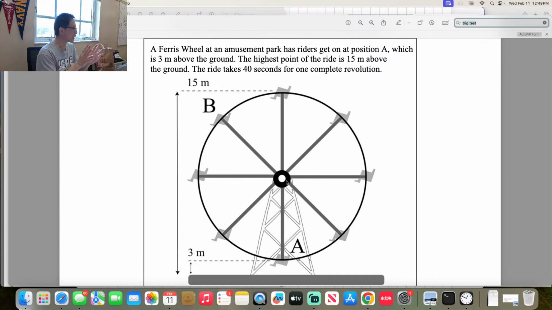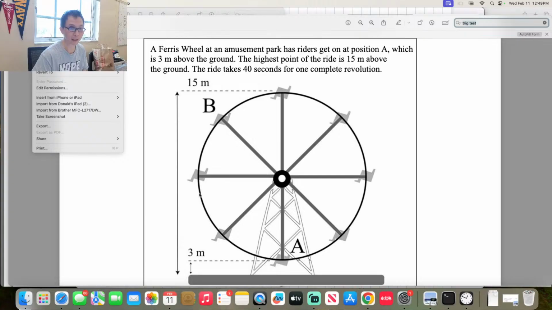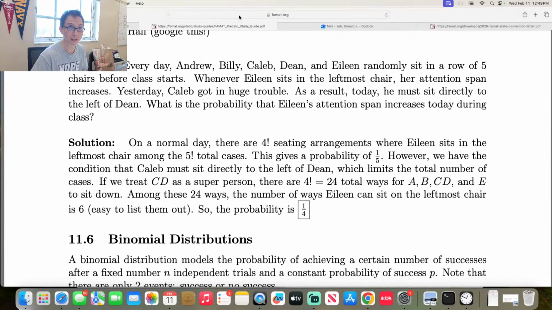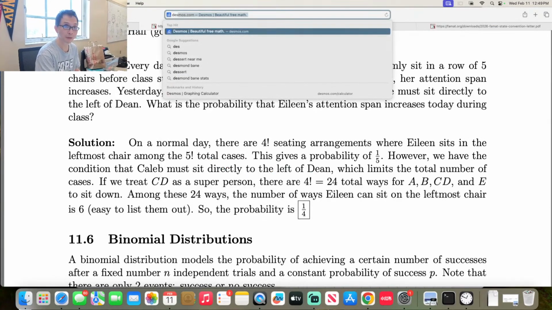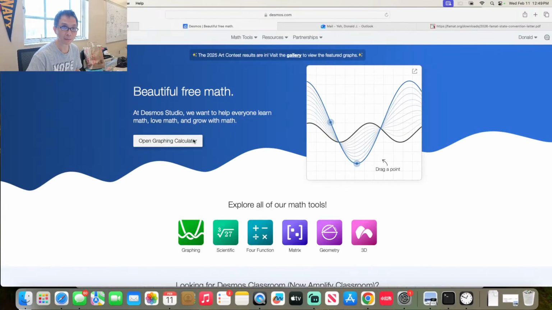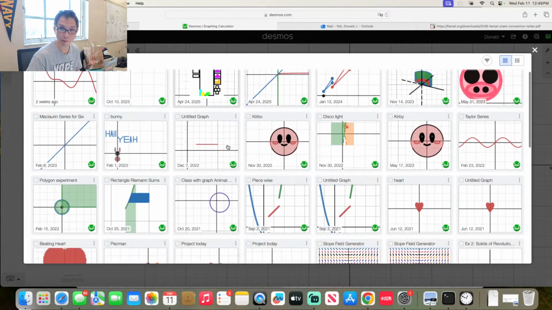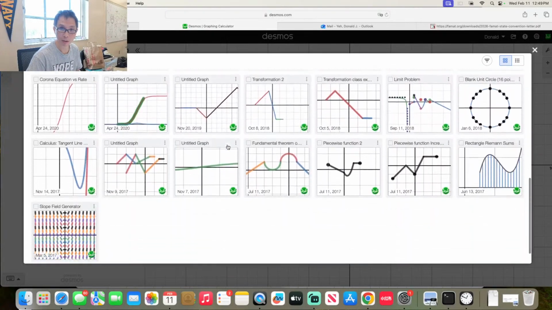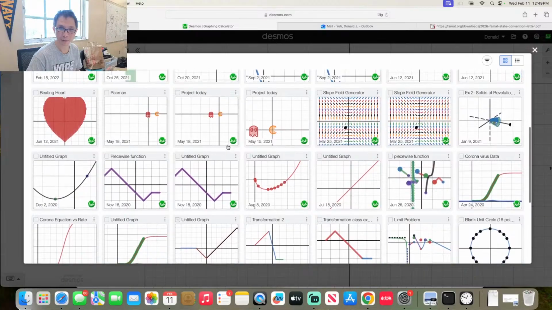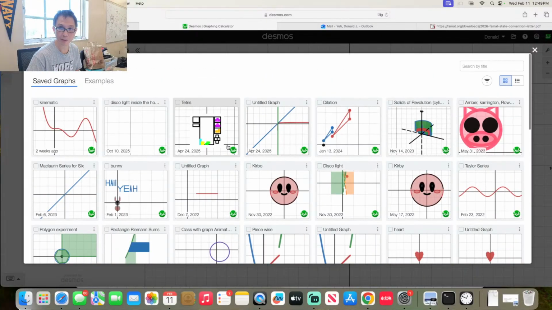Now, most of you might not understand what's going on, so I'm going to show you on Desmos. That way you can see things a little bit better. So I'm going to go to Desmos here, and I want to show you what happened here.